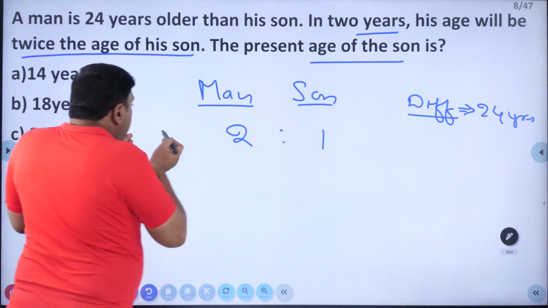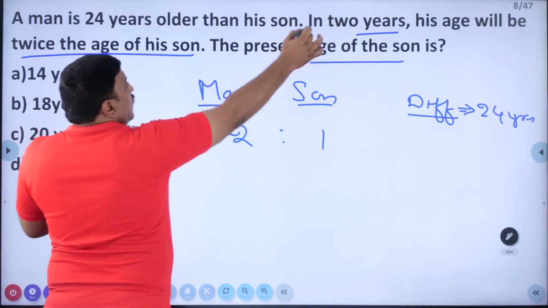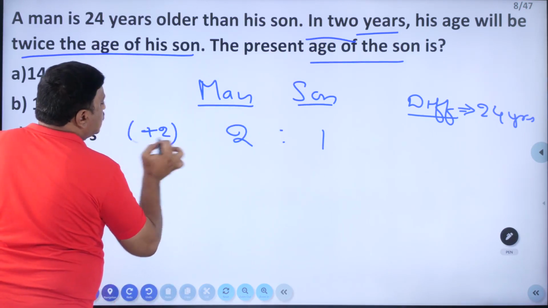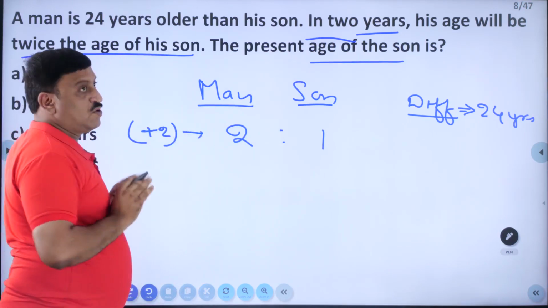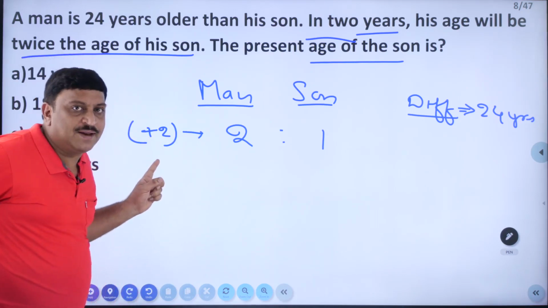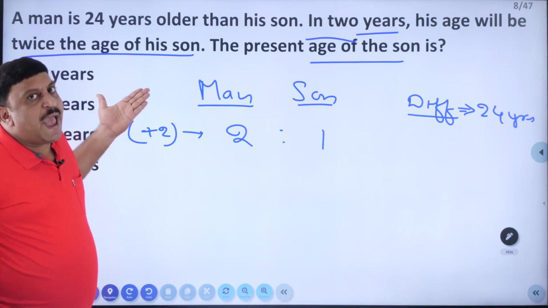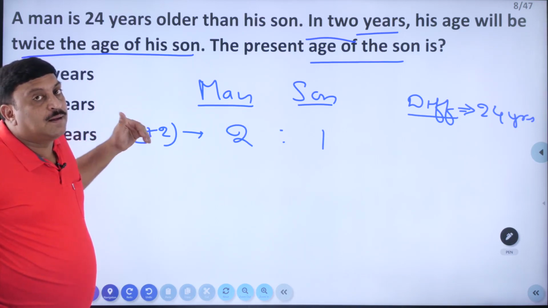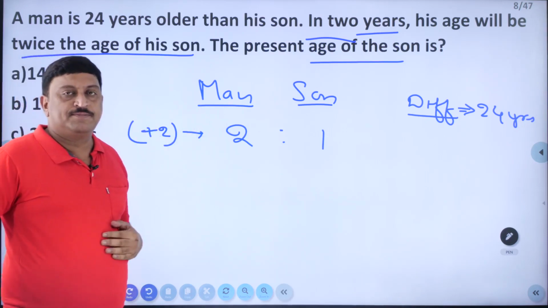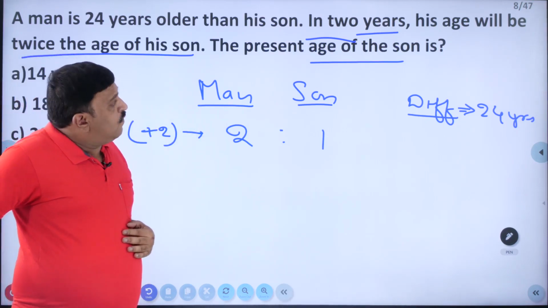When? Is it present? No, that is in 2 years. Put that in 2 years, means in the future. 2 years after, it is 2 is to 1. Not present. If it is present, use P there. If it is 3 years back, put minus 3. Now it is after 2 years, it is 2 is to 1. Fine. What else is given?